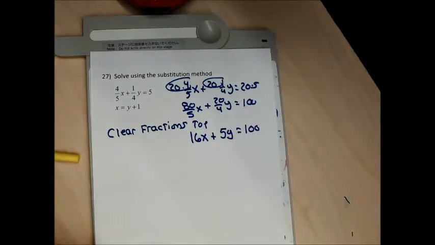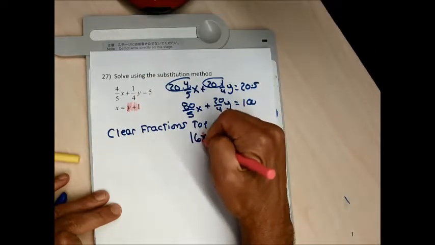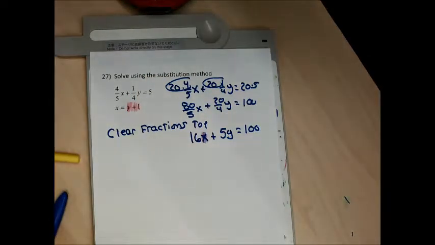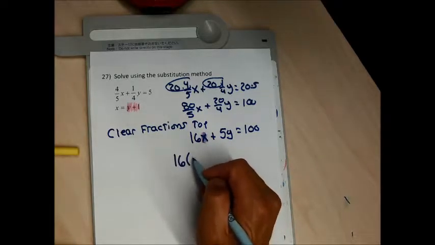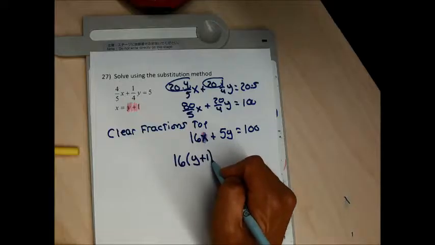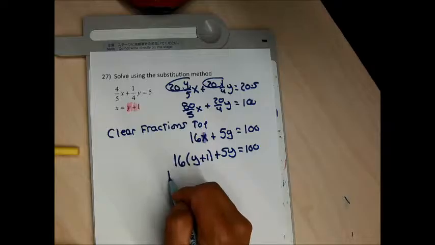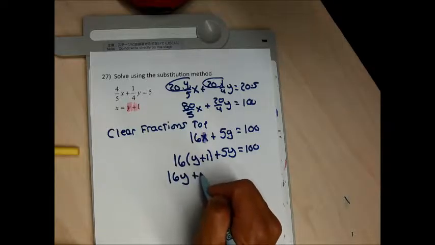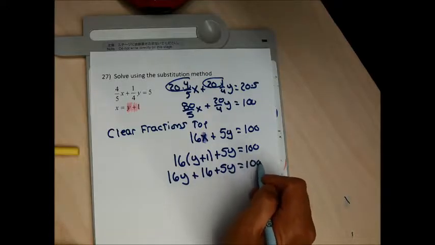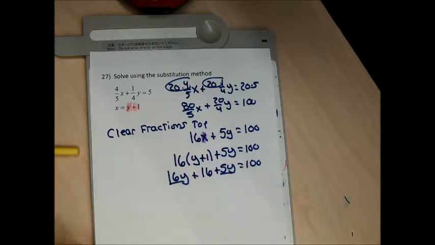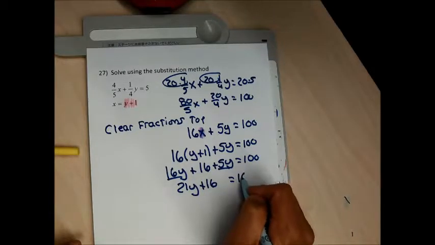Now I'm going to substitute. Specifically, I'm going to take the x in this equation and change it to y plus 1 using the bottom equation. So I'm going to go 16 times y plus 1 plus 5y equals 100. Clear the parentheses and get 16y plus 16 plus 5y equals 100. Add the 16y and 5y and get 21y plus 16 equals 100.